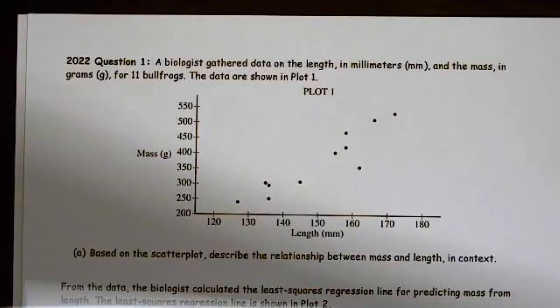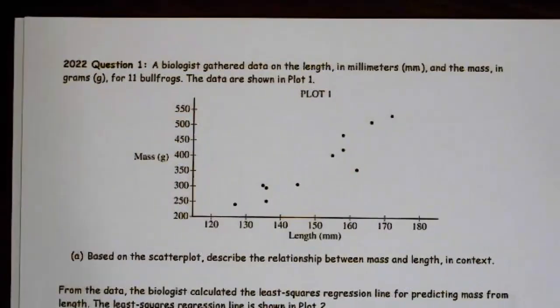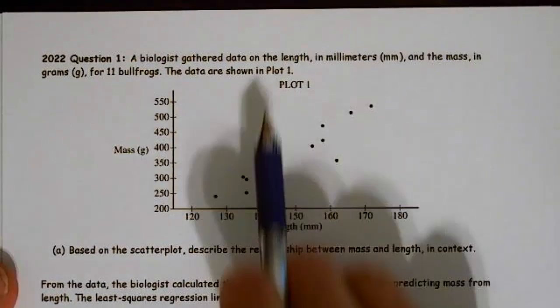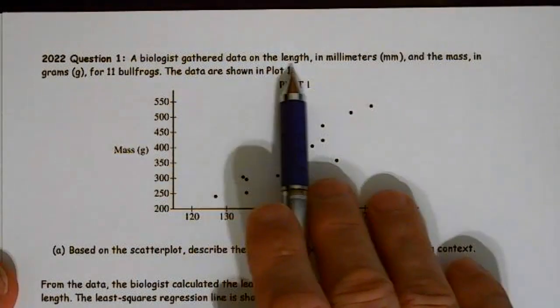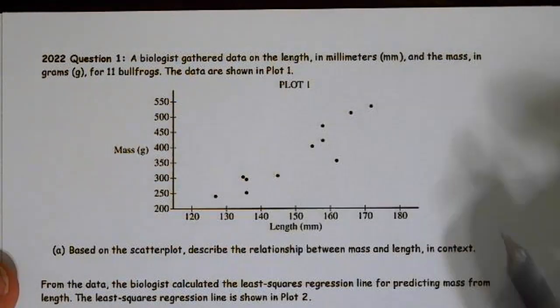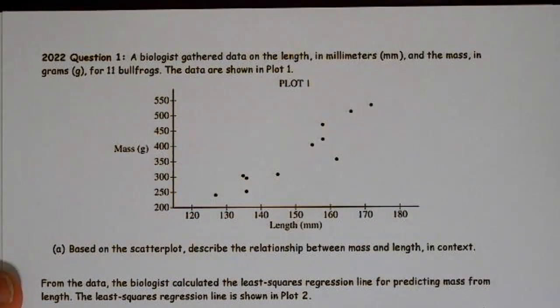Even though this is a new problem, that one was so short, let's go ahead and continue. So this is 2022, and we have a biologist who gathered data on length in millimeters and mass in grams for 11 bullfrogs. So our sample size is 11, and that might prove to be important. Based on a scatter plot, describe the relationship between mass and length in context.